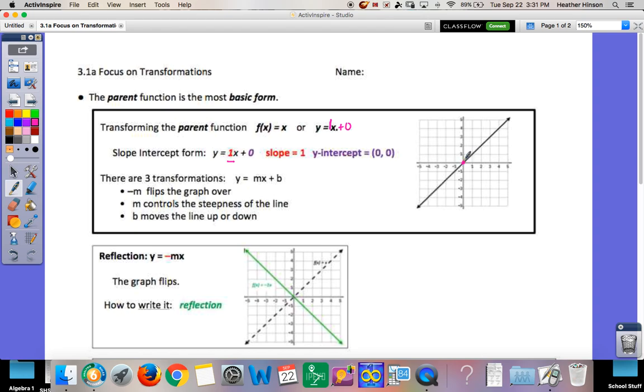That's why this starts at 0 and it goes up 1 over 1, up 1 over 1, because that's your slope. So you can have two transformations on slope. If your slope is negative, it's going to flip over the graph. So instead of this going up, it's going to go down the graph.